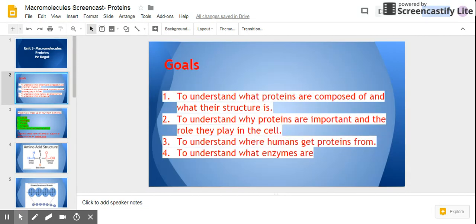So we have 4 goals that we're going to be trying to accomplish today: to understand what proteins are composed of and what their structure is, to understand why proteins are important and the role they play in the cell, to understand where humans get proteins from, and finally to understand what enzymes are.